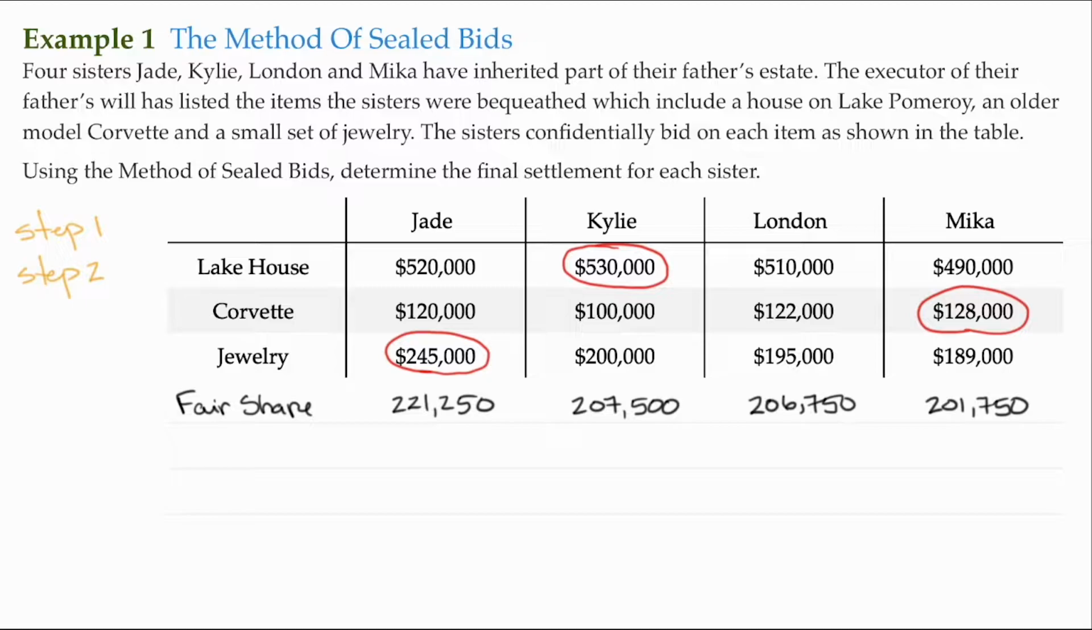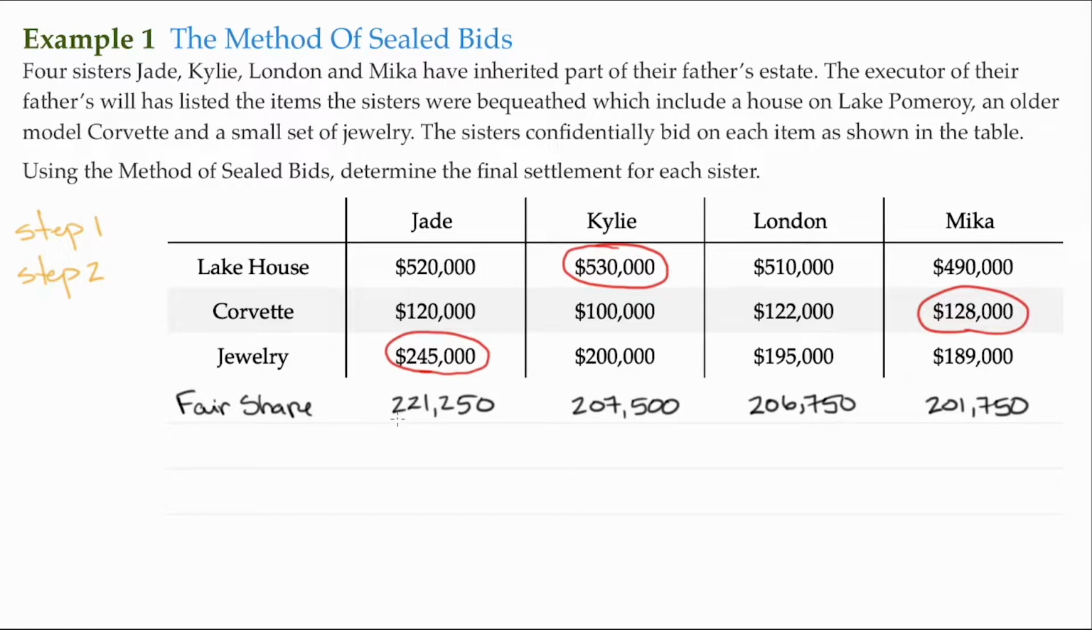A couple of things to keep in mind. London did not bid highest for any of the items, so she does not get anything. She's just going to get a final cash settlement. Since we have four players but only three items, there's always going to be at least one person who doesn't get an item. Somebody can certainly get more than one, even all of them. It all depends upon how their bids go.